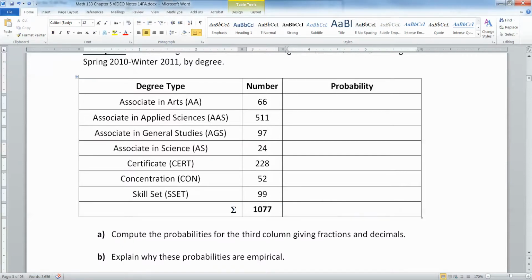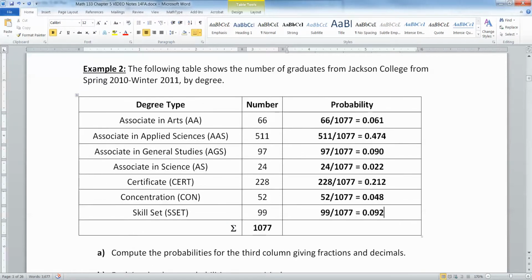So now I'm going to use that to find my answer. So I'll take 66 and divide it by 1077. And that'll get me about 0.061. Let's do 3 decimal places here. And then I'll do it again and again and again. So let me fill out the rest of these. There we go, we have it. So I rounded to 3 decimal places here. So 0.061, 0.474, 0.090, and so on. So each time I'm taking this numerator and dividing it by the grand total.